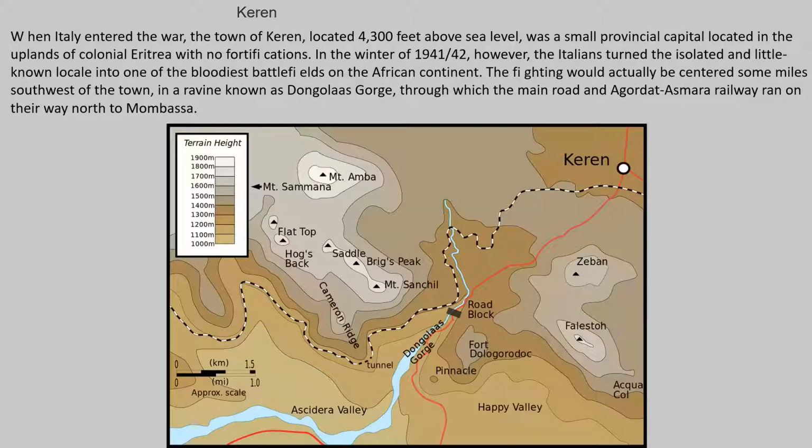The fighting would actually be centered some miles southwest of the town in a ravine known as Dongolaas Gorge, through which the main road and the Agordat-Asmara railway ran on their way north to Massawa, another city. You can see here the terrain height and elevation.